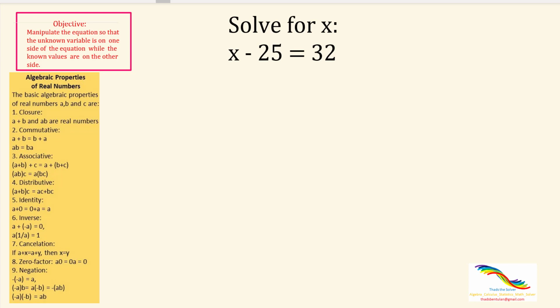And again, we have another equation to solve. This time we need to solve for x in the equation x minus 25 equals 32. Our objective is to manipulate the equation so that the unknown variable is on one side of the equation while the known values are on the other side. So in this case, we need to isolate this x.